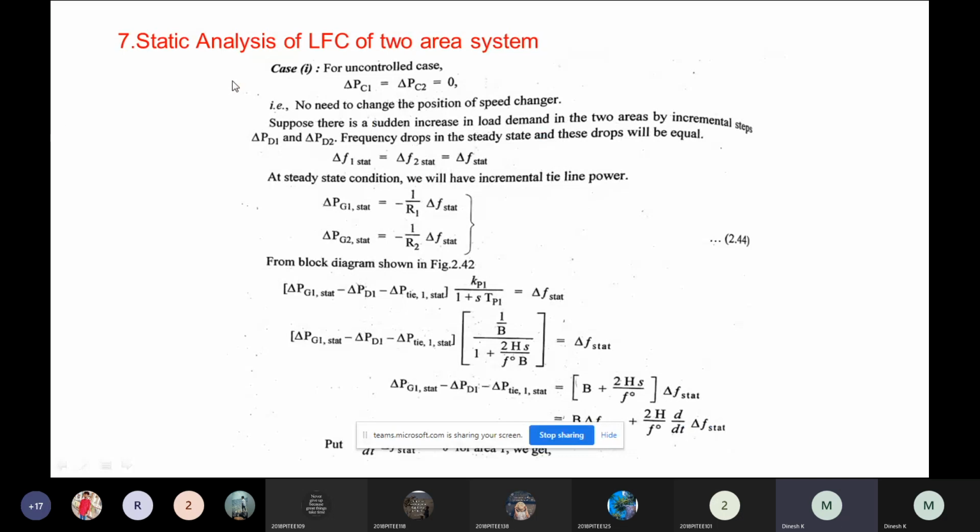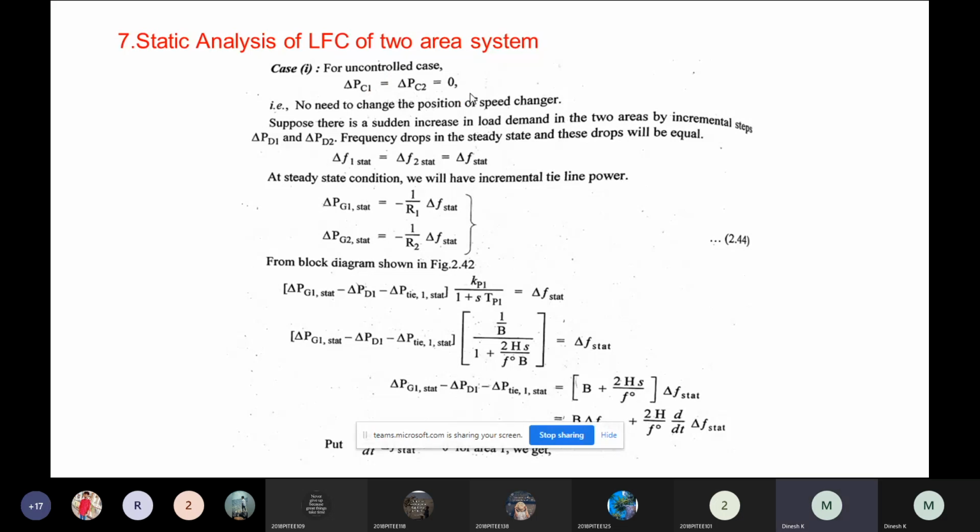So, static analysis of LFC of two-area system. In the static case, we have two options. One is the controlled case, another one is the uncontrolled case. For the uncontrolled case, I'll make the two inputs 0, that is del PC1 and del PC2 as 0. So the input is 0, and only the disturbance is there.